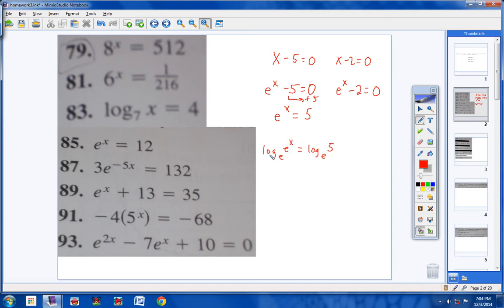Over here, when your base matches your base, your answer is your exponent. And log base e is the same thing as the natural log of 5. Now with my calculator, I'm going to type in natural log of 5. After I turn my calculator on, that's always a good thing to do, 1.61. Okay, so there's one answer, okay? Not too bad, pretty cool.